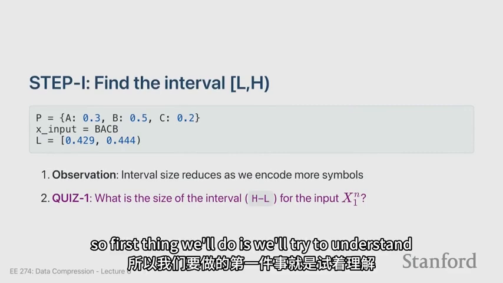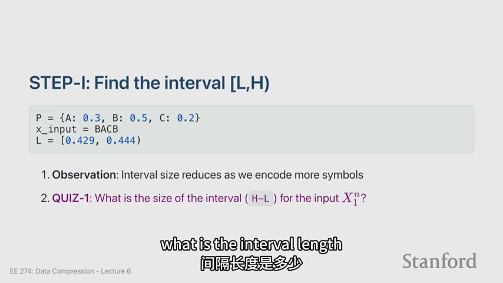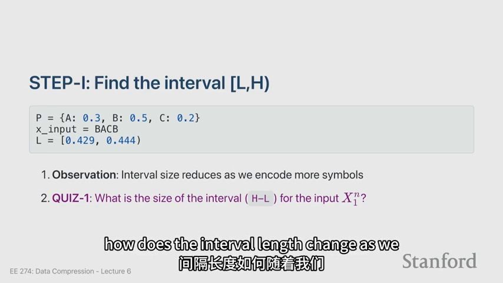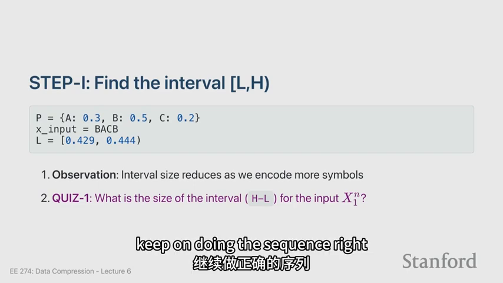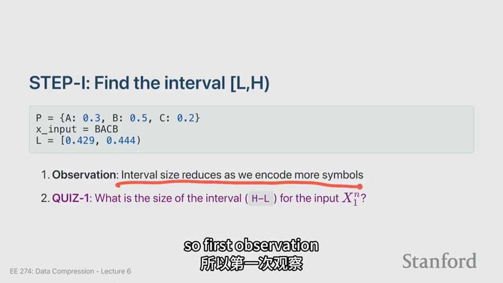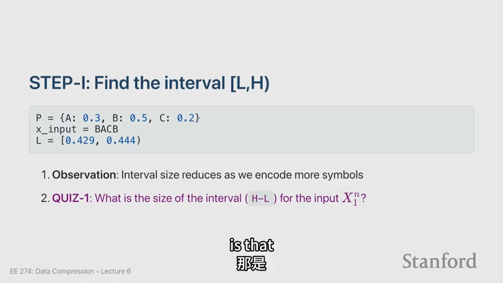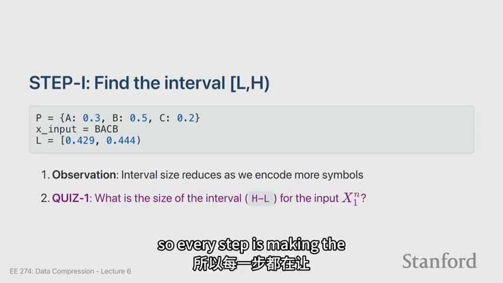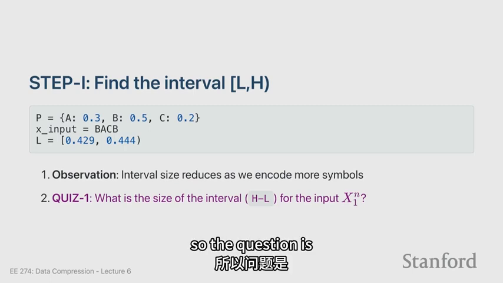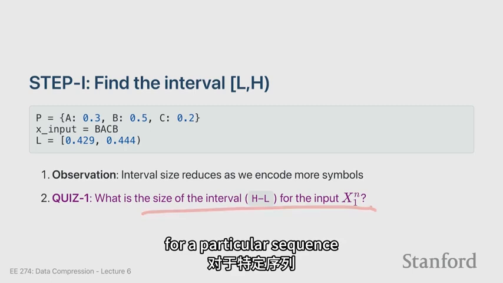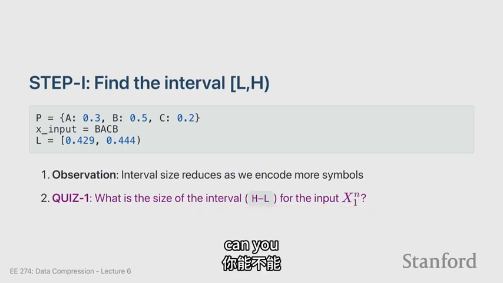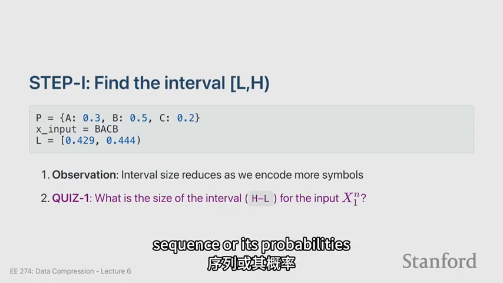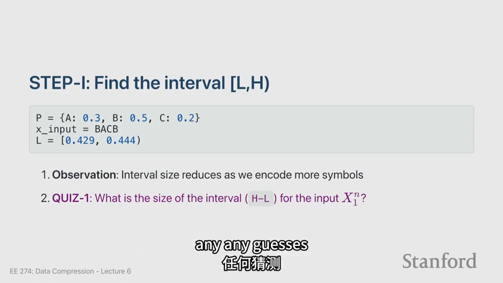Okay, so first thing we'll do is try to understand the interval length. How does the interval length change as we keep going through the sequence? The first observation, which should be very clear if you understood the thing, is that every time we encode, we make the interval smaller. So every step is making the interval smaller and smaller. So what is the size of the interval for a particular sequence? Can you write that down in terms of the sequence or its probabilities? Any guesses?